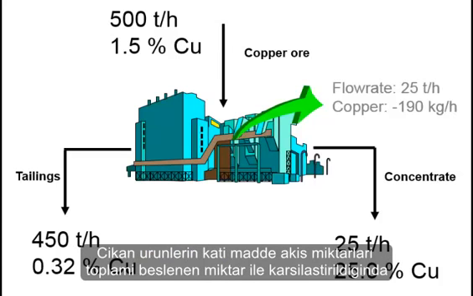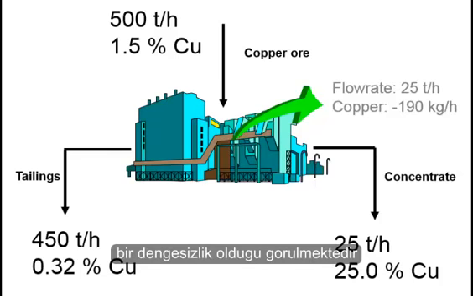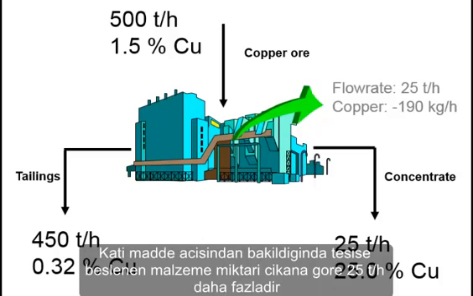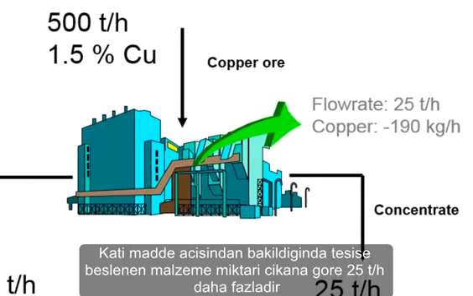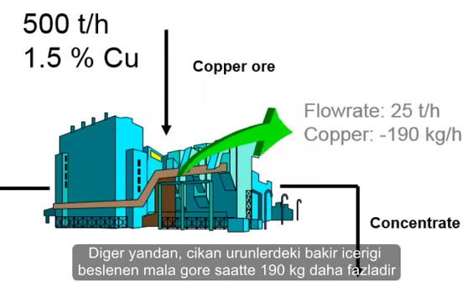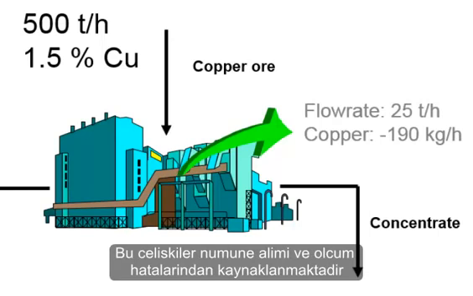An imbalance is observed on the solid mass flow rate and the copper mass flow rate between the input and the sum of the two outputs. A supplement of 25 tons per hour of solids in the feed compared to the outputs is observed. On the contrary, a supplement of 190 kilograms per hour in the outputs compared to the feed is observed. These discrepancies are arising from sampling and measurement errors.